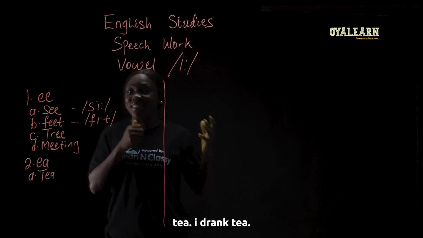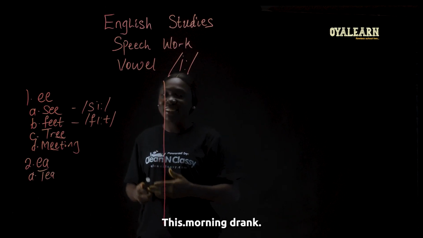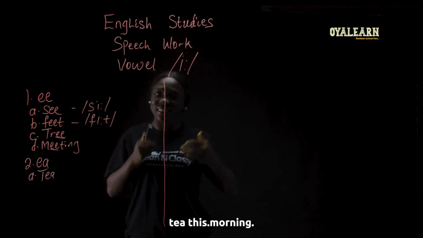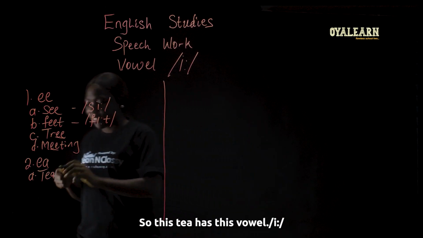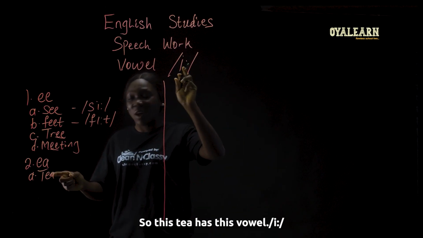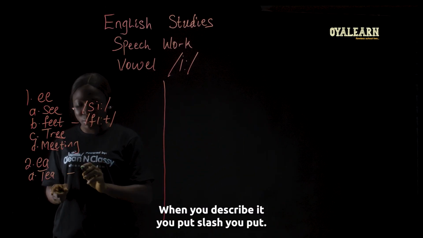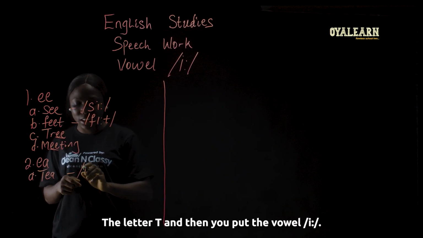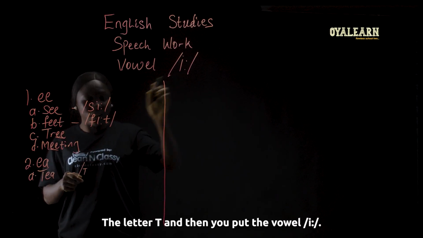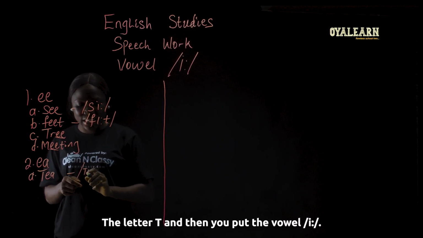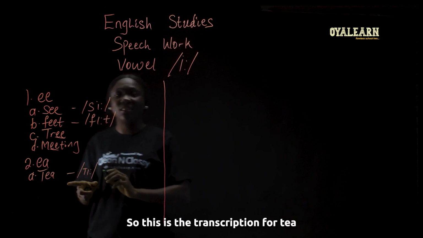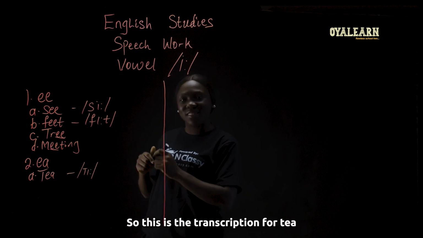Tea. I drank tea this morning. So this T has this vowel E. When you transcribe it, you put slash, the letter T, and then the vowel E. So this is the transcription for T.